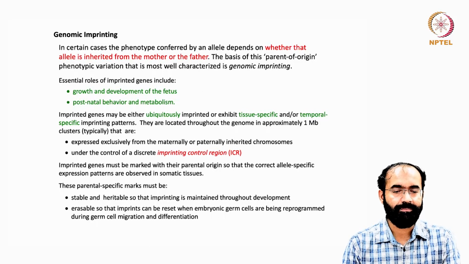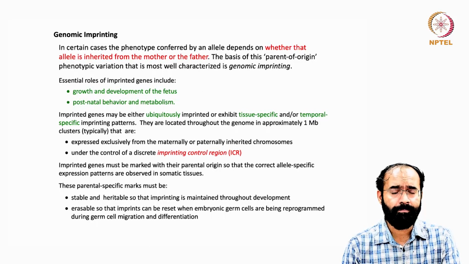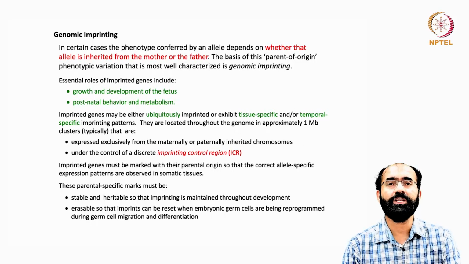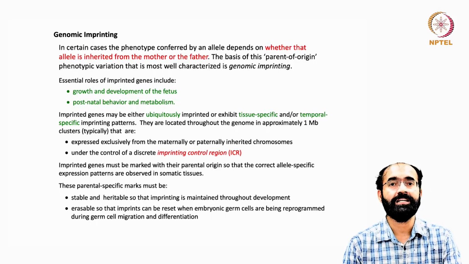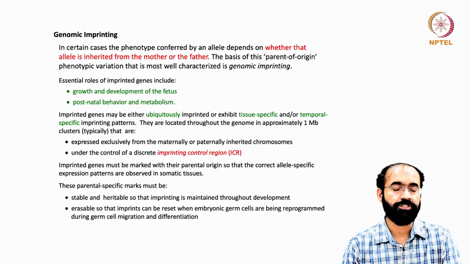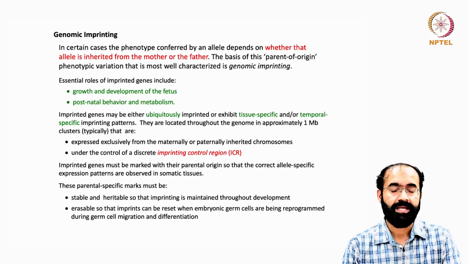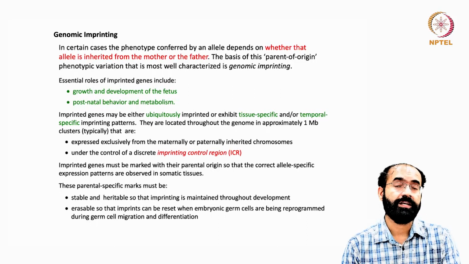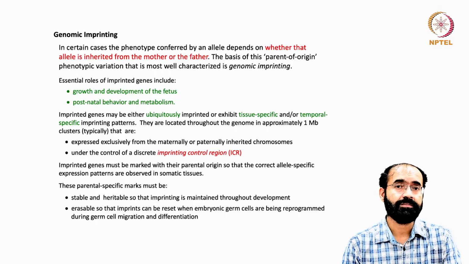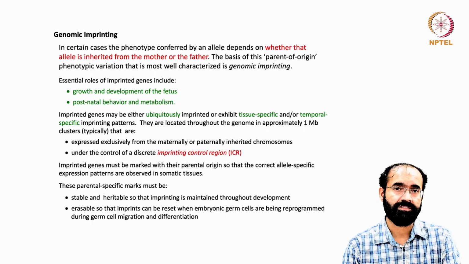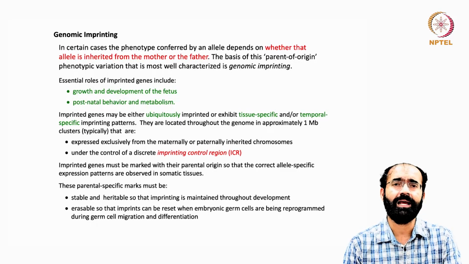So imprinted genes may be either ubiquitously imprinted or exhibit tissue specific or temporal specific, that means time specific, expression. Normally you may have heard about spatial and temporal. Spatial means space. Tissue specific means spatial: your heart is somewhere, liver is somewhere, kidney is somewhere, brain is somewhere. So the space is deciding. Temporal means time, age, whether you are in the embryonic stage, 10 years old, or 20 years old. If you are 10 years old, your liver is 10 years old, your kidney is 10 years old, something like that. So it is time dependent.